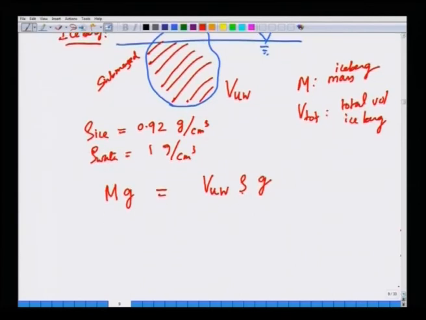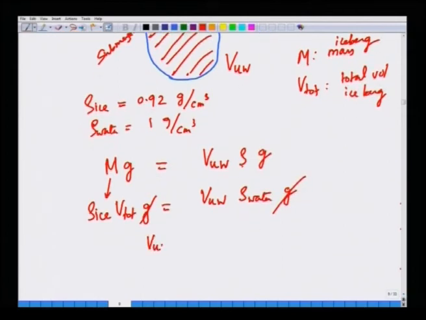What is the total mass of the iceberg? It is rho ice times the total volume times g, which equals V underwater times rho liquid, let us say water here, of course, times g. The g cancels. So, V underwater by V total, the fraction of volume that is underwater, is nothing but rho ice divided by rho water. This is 0.92 divided by 1, which is 0.92.